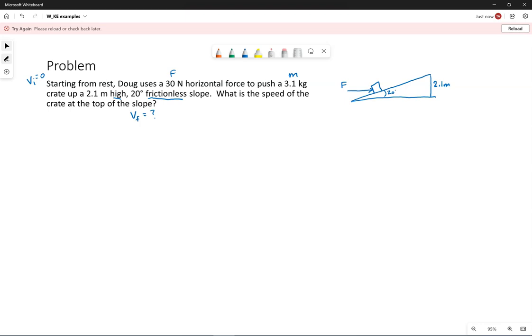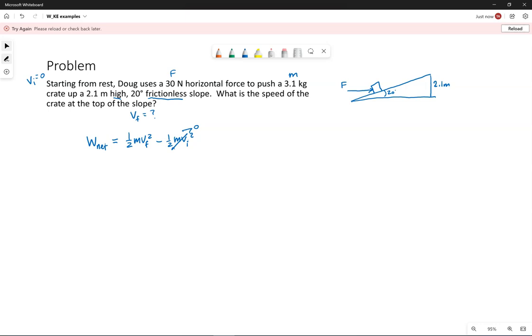Okay, using these concepts, the net work done on this crate will equal its change in kinetic energy, which I'm going to go ahead and plug in the 1/2 mv squared for kinetic energy, because we know V initial is 0, meaning no initial kinetic energy. V final is what we're looking for. So just jumping to that step.